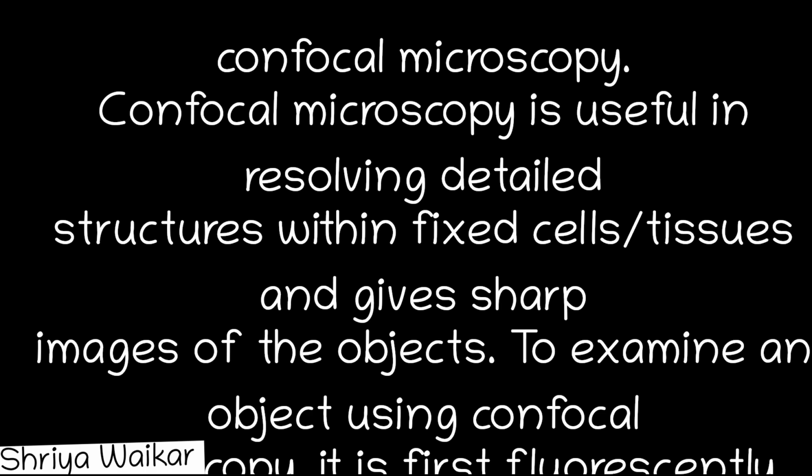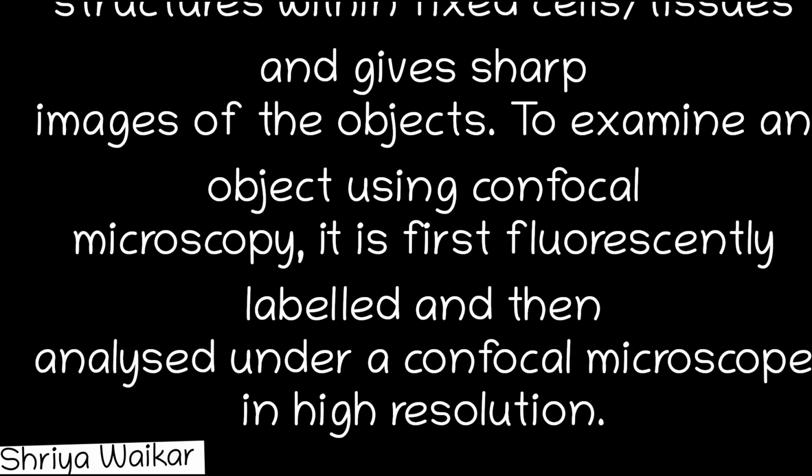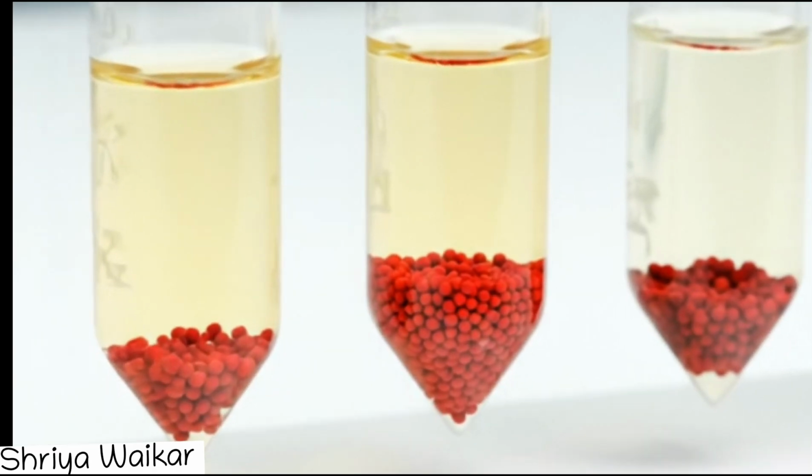To examine an object using a confocal microscope, it is first fluorescently labeled and then analyzed under a confocal microscope in high resolution. So this was all about the microscope. Now moving on to centrifugation.